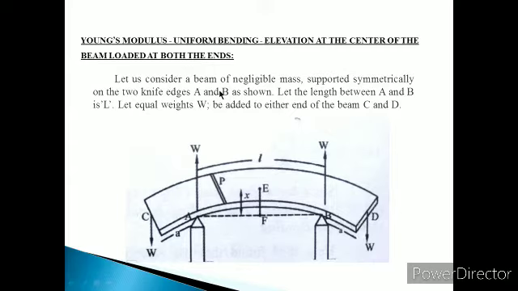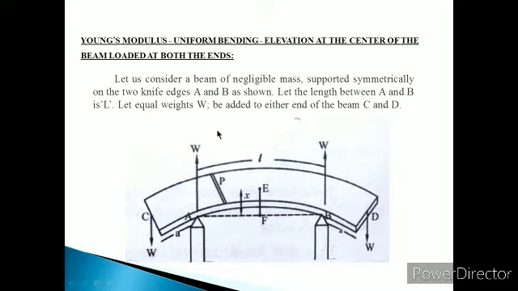Let us consider a beam of negligible mass supported symmetrically on two knife edges. This is our beam CD. At the two ends of the beam, we have to apply a load W with the help of two supports. Here A and B represent the two knife edges. Let the length between A and B be L. This is the distance between the two knife edges, L.